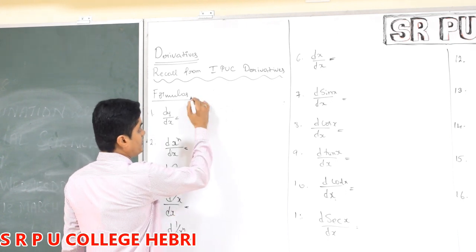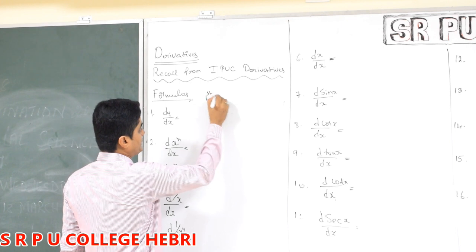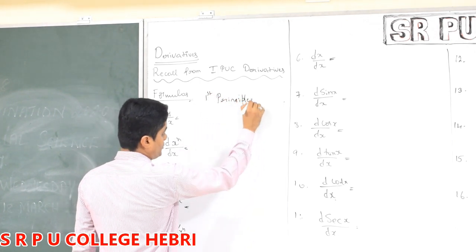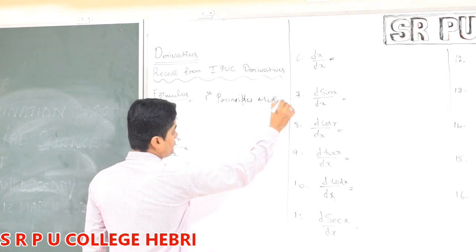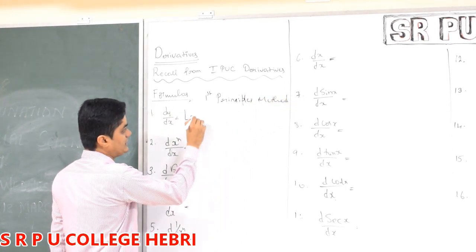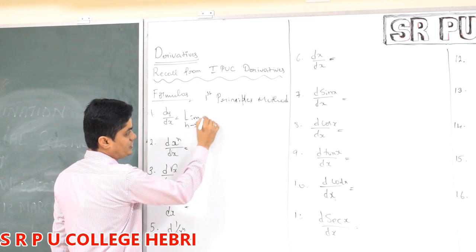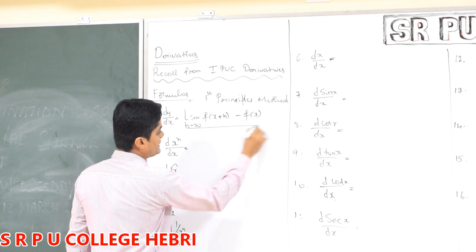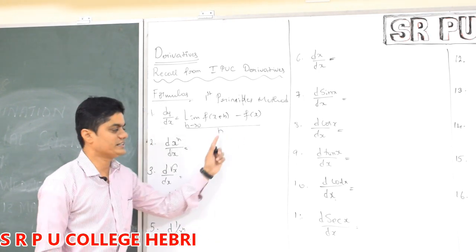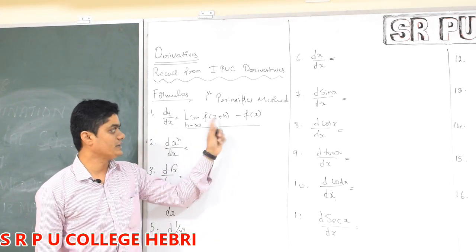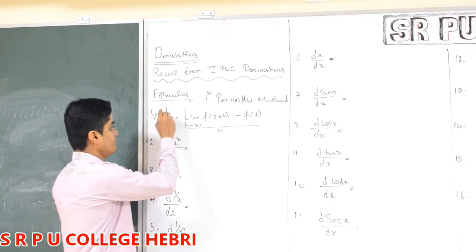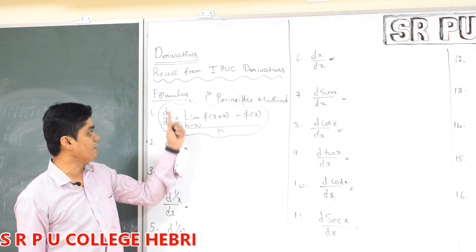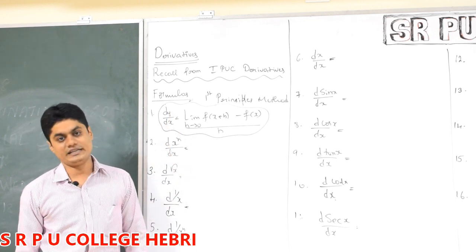The first formula of derivatives of first PUC is the first principle method. Do you remember? You answered some 3-mark problems. It's a formula with the limit. The formula is limit h tends to 0, f of x plus h minus f of x divided by h. What does h represent here? It's a very small increment given to x. Very basically, you use this formula to find the derivative of a function with respect to a variable.